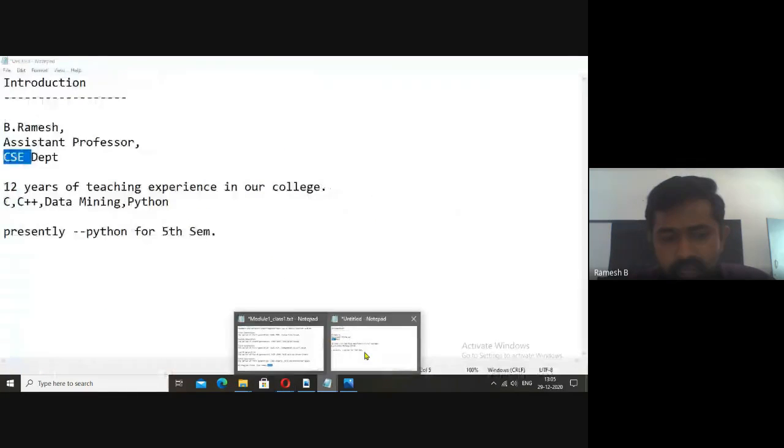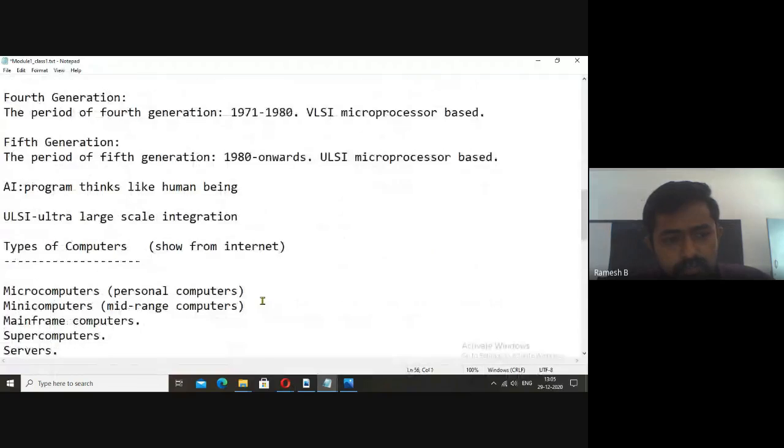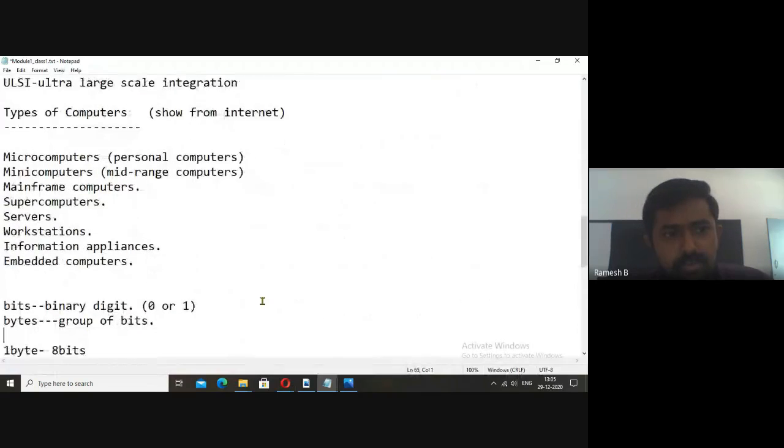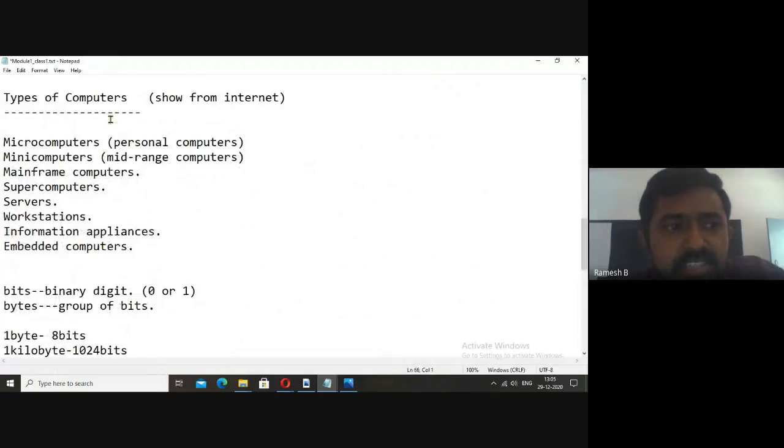Now, again, they can be categorized as microcomputers. All your personal computers are known as microcomputers. Laptops, Chromebooks, ultrabooks, all come under microcomputers.